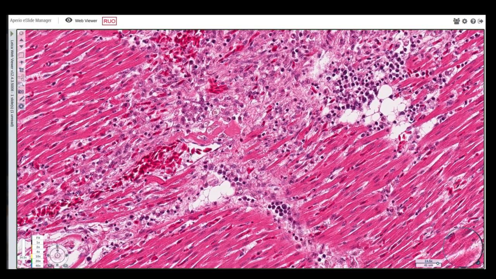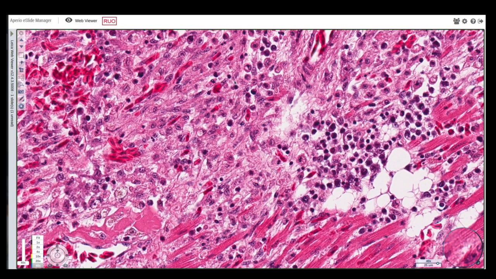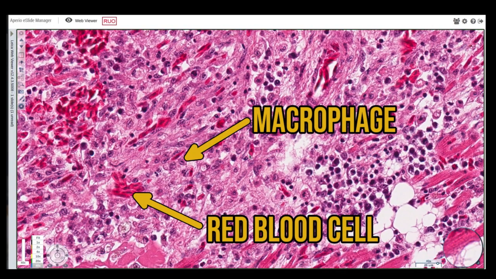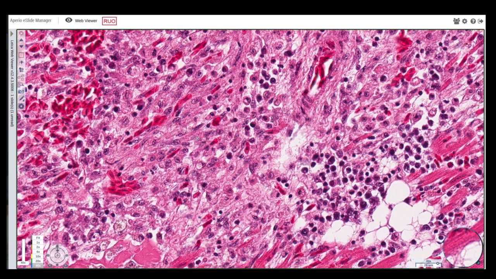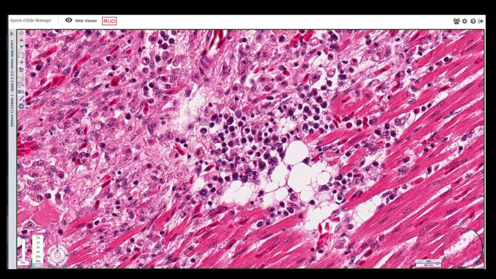We can just see the heart muscle here being completely replaced by inflammation. We've got some red blood cells here. So birds have nucleated red blood cells, which can be a bit confusing to look at. Sometimes you think that something exciting is going on, but it's actually just a blood vessel. And the heart muscle has been replaced by lots of macrophages, so these big potato nuclei. There are some lymphocytes, and with lymphocytes you inevitably get some plasma cells like this one here.